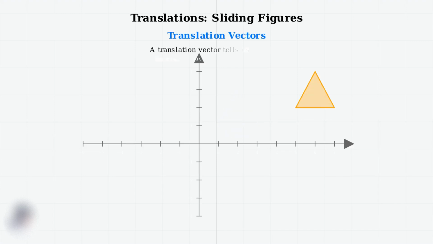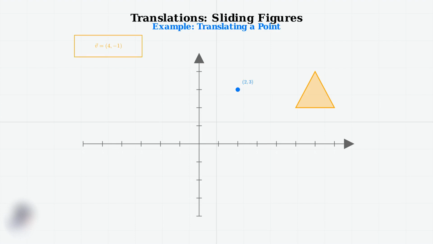To describe a translation precisely, we use something called a translation vector. This vector tells us exactly how far to move in the horizontal direction, called the x direction, and how far to move in the vertical direction, called the y direction. Here's our specific example. We start with point (2, 3), and we want to translate it using the vector (4, -1). The vector tells us to move 4 units to the right and 1 unit down. This orange arrow represents our translation vector. It shows both the direction and distance of the movement. The arrow starts at our original point and points to where the point will end up.